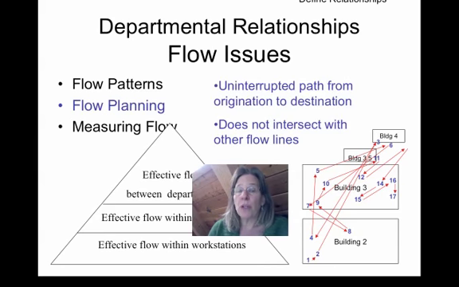One of the things you want to look for when you're doing flow analysis is an uninterrupted path from origination to destination, which means you shouldn't have paths that cross each other. You can tell that what's going to happen right here is there's a lot of congestion in this one area because there's a lot of crossing, or in this area too. And then also you want things to go straight through the facility. So this is the intersecting, and this is the straight through the facility.